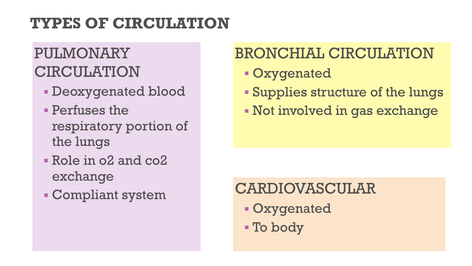Then on top of that, we have bronchial circulation, and that is oxygenated blood that is actually supplying the structure of your lungs, not specifically involved in gas exchange. So this is actually perfusing the tissues of the lungs. And then we have our cardiovascular circulation, which is oxygenated blood that is going out to our body.